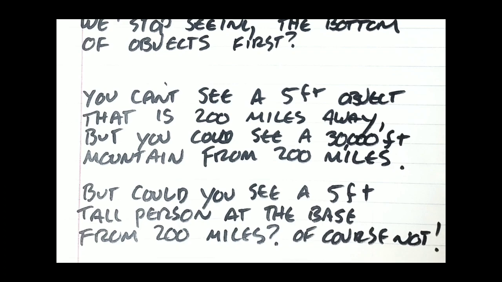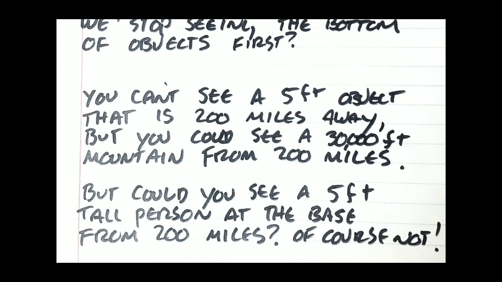Okay, but you could see a 30,000 foot mountain from 200 miles away. If something is big enough, you'll be able to see it from really far away. But put these two things together. You can't see a 5-foot object 200 miles away, but you can see this huge mountain 200 miles away. But just because you can see the mountain 200 miles away doesn't mean that you can see the base of the mountain. Could you see a 5-foot tall person at the base from 200 miles? Of course not.